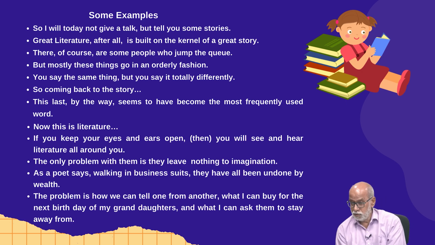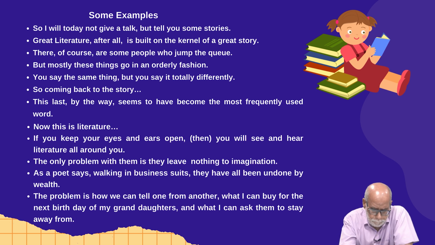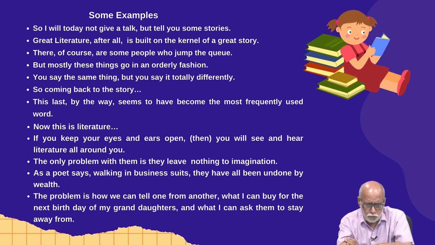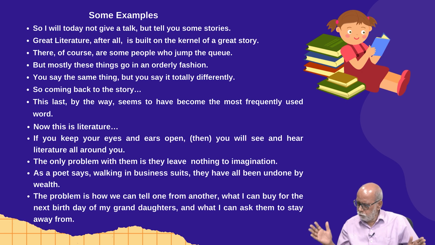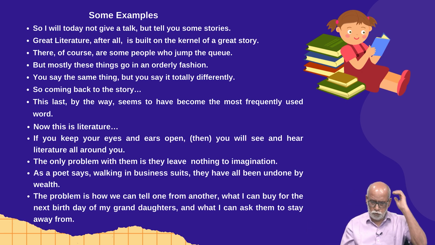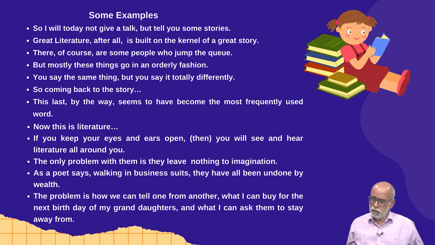Now, this is literature. What is the meaning of now? Not at this moment. Now is a word of conclusion. So, let us conclude, this is literature. So, with an if and then kind of structure, you can bring two sentences or two parts of a big sentence together. You can say, if you keep your eyes and ears open, then you will see and treat literatures around you well. Okay.